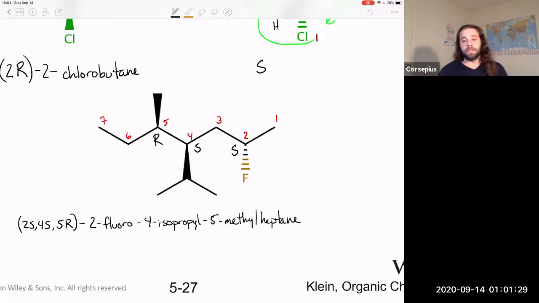So you can see things can get pretty ugly pretty quickly in terms of these namings. But yes, these are the skills that we've learned up until this point. Again, these are just the tricks for when you're assigning R and S to bond line structures, which is going to be the most common situation.